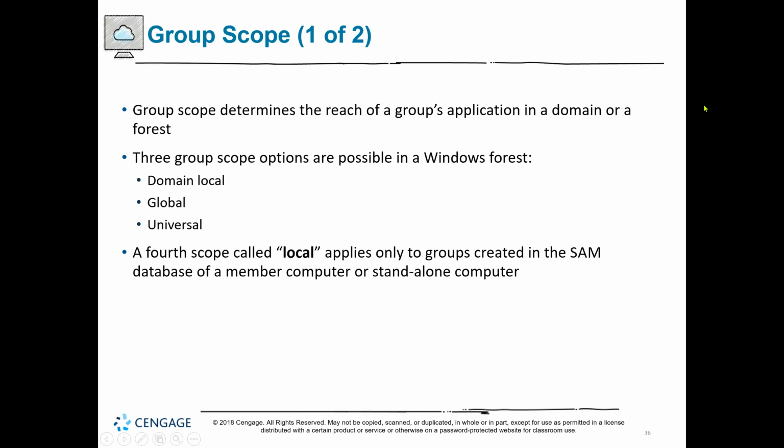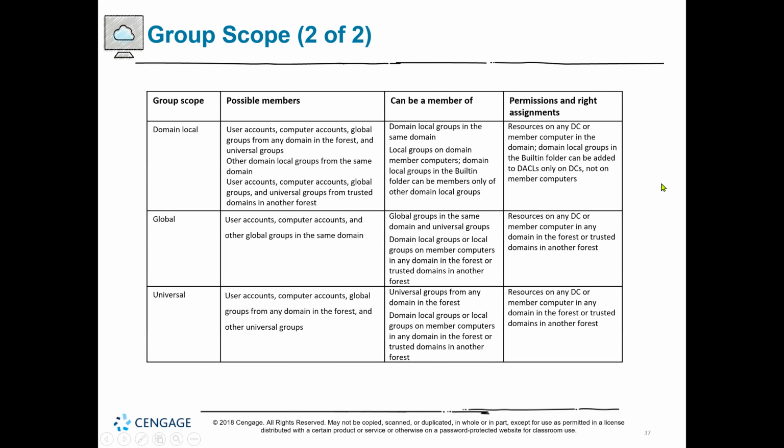Group scope. Group scope determines the reach of a group's application in a domain or a forest. Three group scope options are possible in a Windows forest: domain local, global, and universal. A fourth scope called local applies only to groups created in the SAM database of a member computer or a standalone computer. So here's your example.